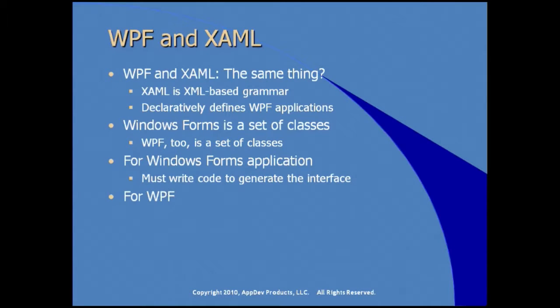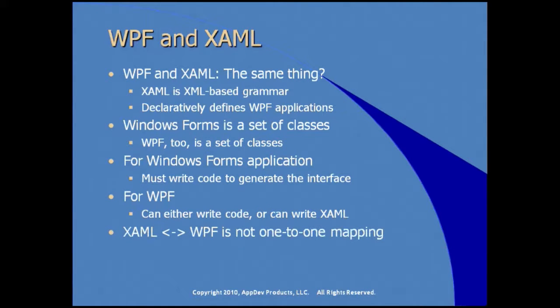For WPF, that's not the case. For WPF, you can either write code, just like you did in Windows Forms, or you can create XAML. The difference is, when you use WPF, the designer doesn't write code, it generates XAML, XML markup, which defines the user interface. And then at compile time, the XAML compiler takes that XAML and converts it into bits that can be run by the .NET runtime.